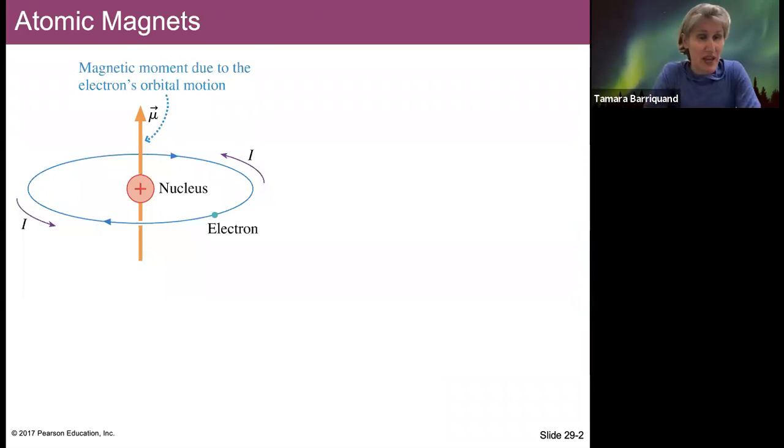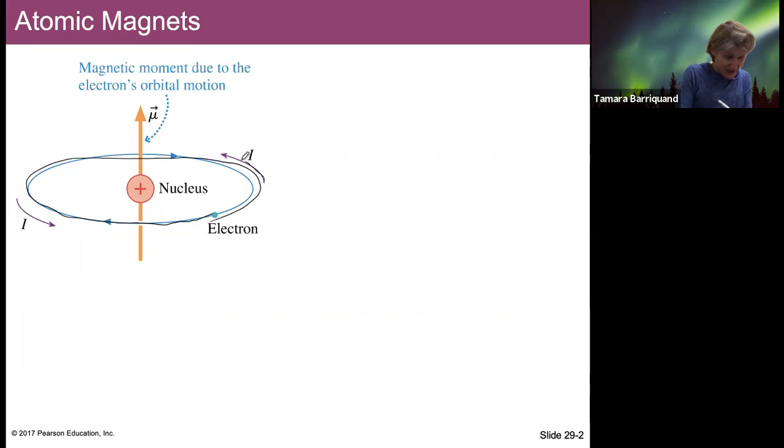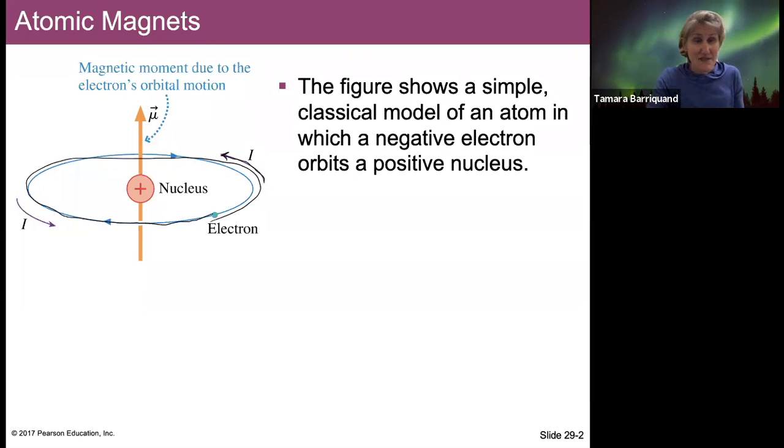So here we see a very standard model. We would usually call this an orbital model. We have the electron moving in an orbit around a nucleus. And what we notice when we look at this image is that the electron is moving in a circle, and so the current, capital I, is moving in the opposite direction. This figure shows a simple classical model of an atom in which a negative electron orbits a positive nucleus.